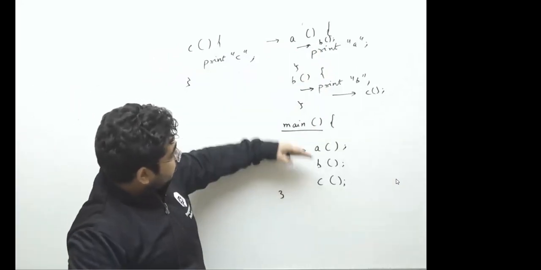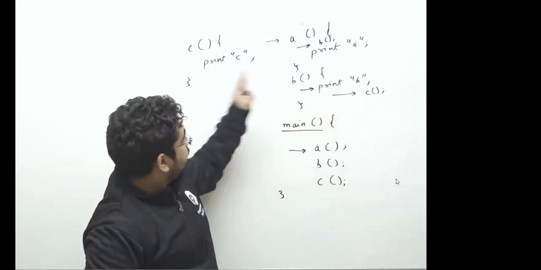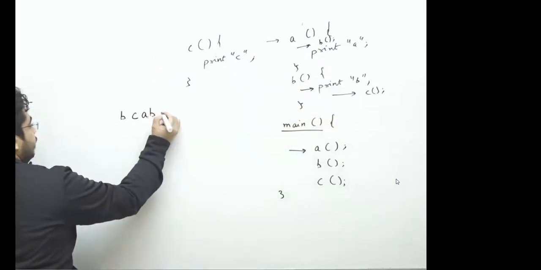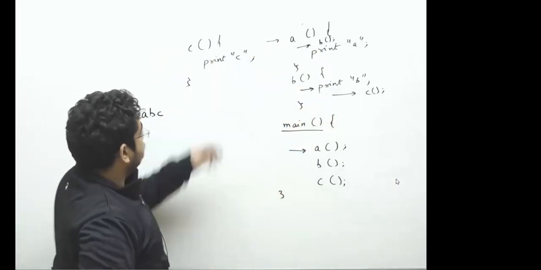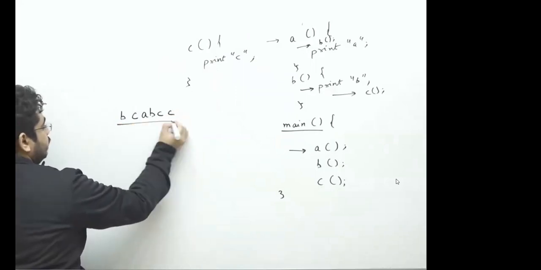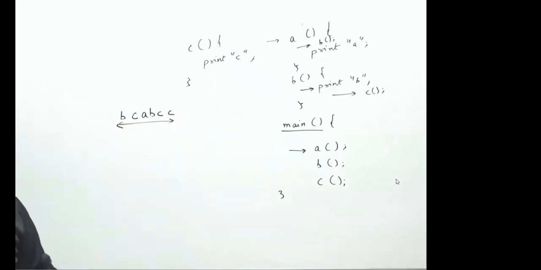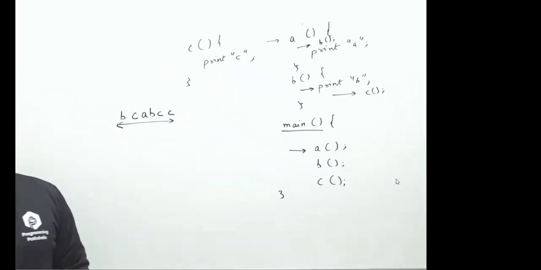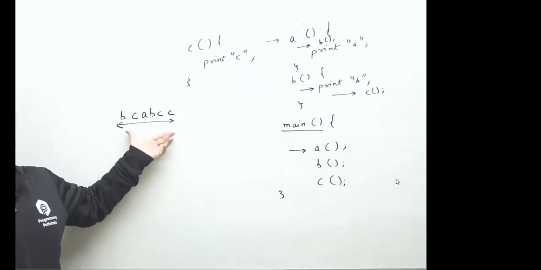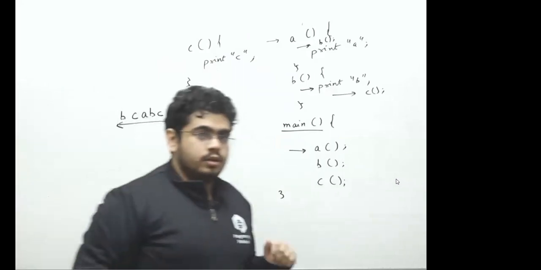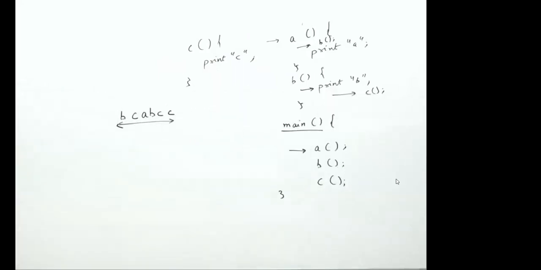Then we call B, which will simply print B, then call C, print C. So we have B, C. And finally, just call C, which prints C. Is everyone clear with this output? How it happens? Just take a look and let me know if this makes sense.